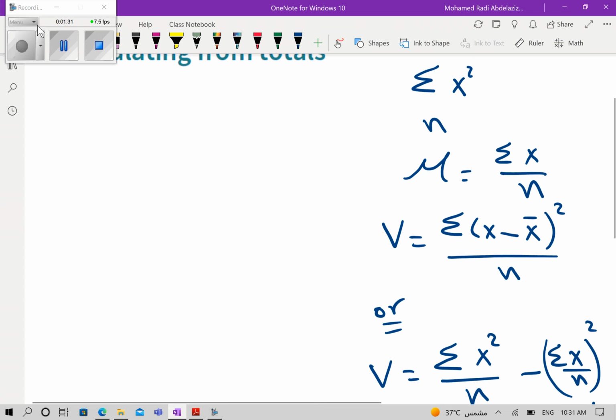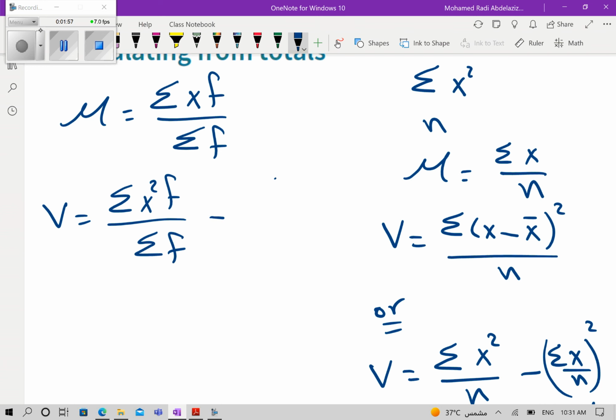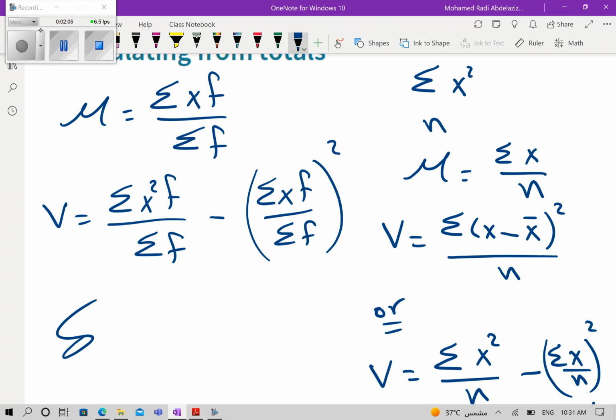But if we have a grouped table, simple or grouped, the frequency table, to get mu is sum xf divided by what? Sum f. And to get the variance, sum x squared f over sum f minus mu squared, which is sum xf over sum f the whole squared. Then standard deviation is the square root of variance.